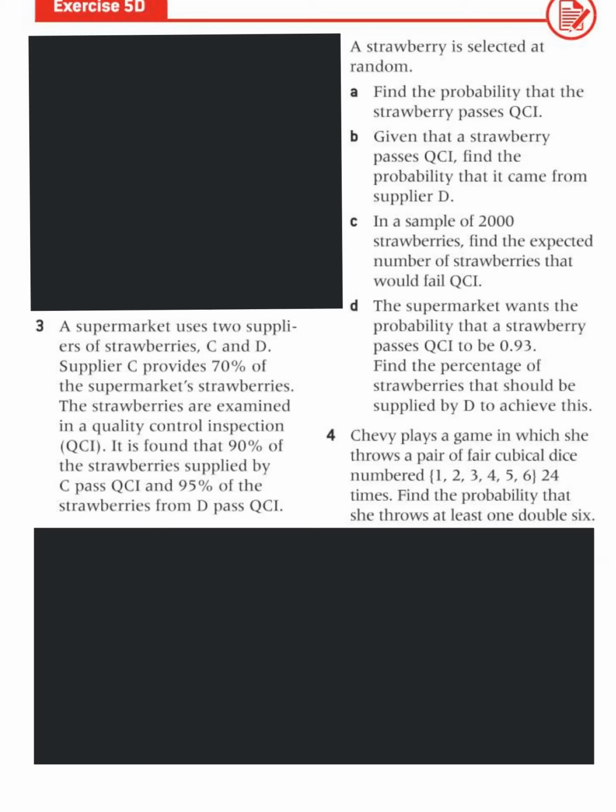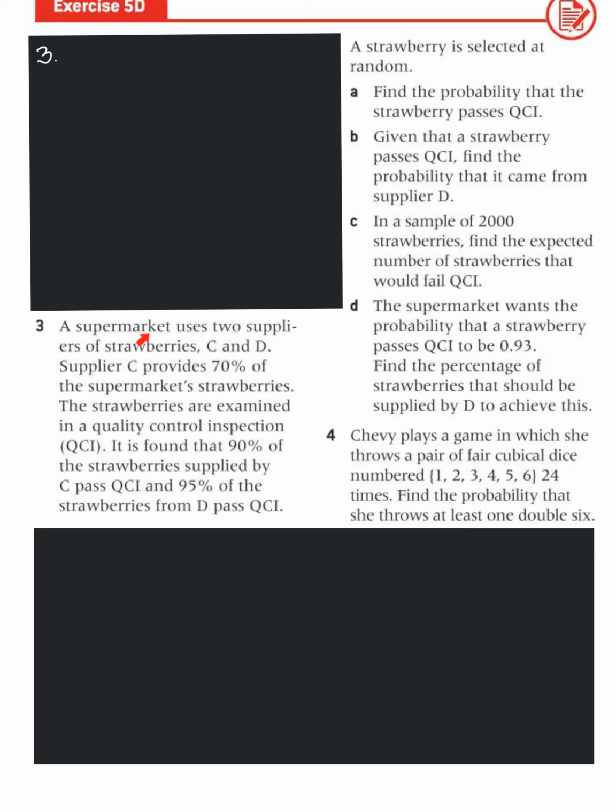Let's look at question number 3. A supermarket uses 2 suppliers of strawberries, C and D. Supplier C provides 70% of the supermarket's strawberries. The strawberries are examined in a quality control inspection, QCI. It is found that 90% of the strawberries supplied by C pass QCI and 95% of the strawberries from D pass QCI. And then we have a bunch of questions over here.